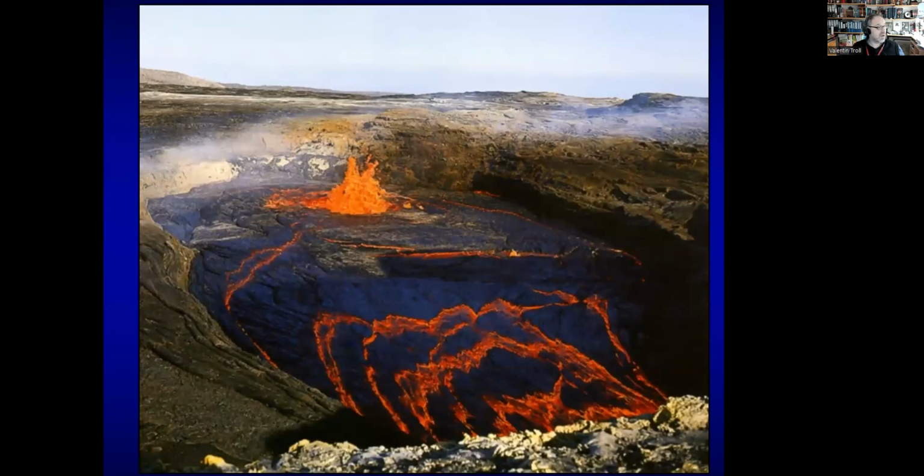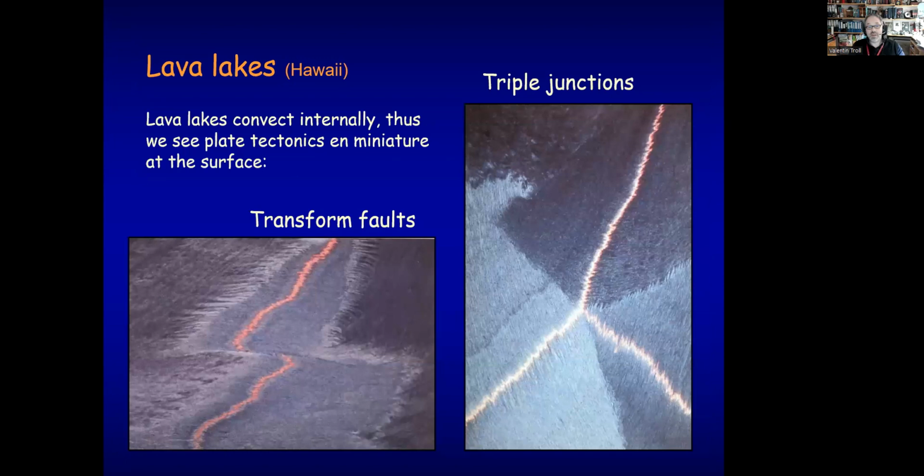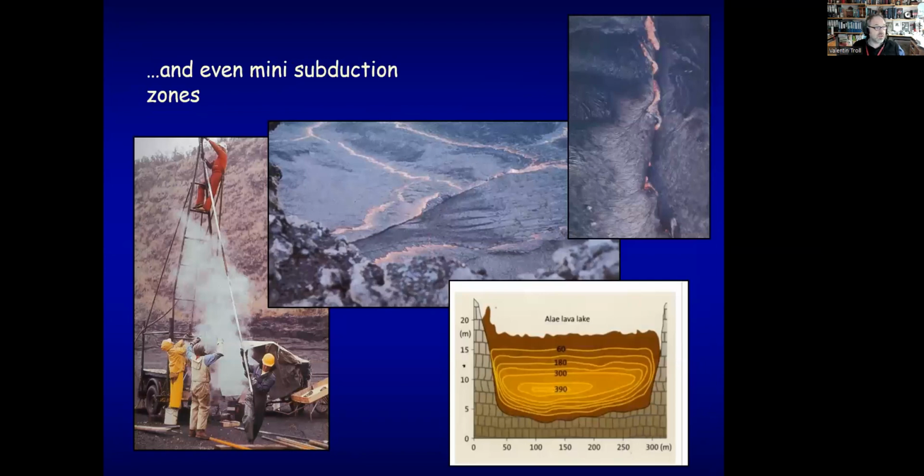So here you also have a lava lake where you see a little bit of an injection, and lava lakes are actually fascinating. On Hawaii, on the Big Island, you see all sorts of things. In fact, some people claim you can see tectonics en miniature on the surface of the lava lake. You have little transform faults when there's convection inside, pretty much like you see in the ocean crust, but you also have triple junctions. So some people say lava lake surfaces are a wonderful analog for plate tectonics. And you might even see subductions there.